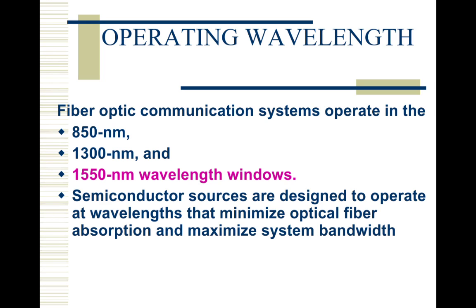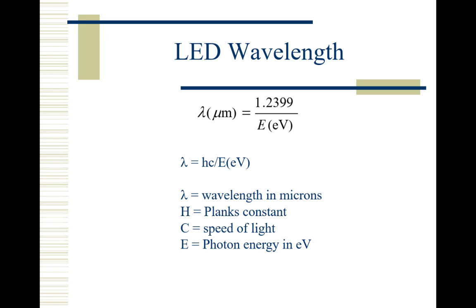Semiconductor sources are designed to operate at a wavelength that minimizes optical fiber absorption and maximizes system bandwidth. So optical fiber absorption should be minimized and the system bandwidth maximized. The LED wavelength is given by lambda in micrometers equal to 1.2399 divided by E, which we have also studied. Lambda is the wavelength in microns, h is Planck's constant, c is the speed of light, and E is the photon energy in electron volts.